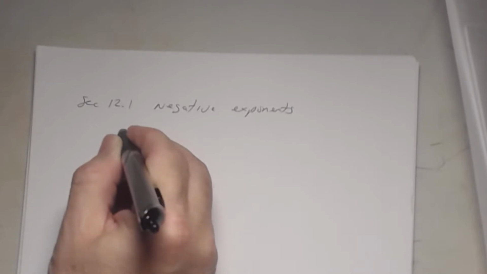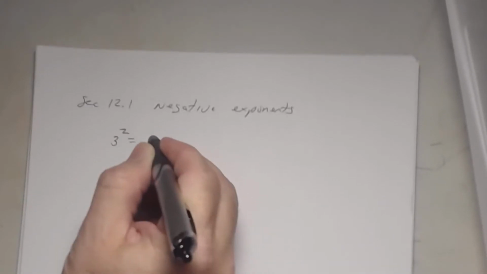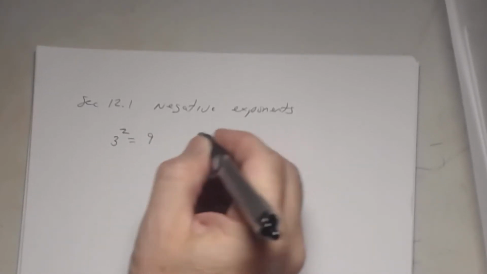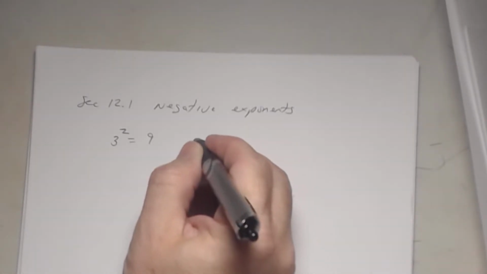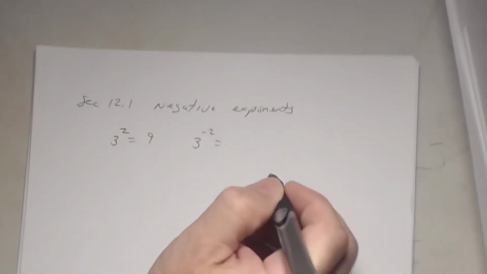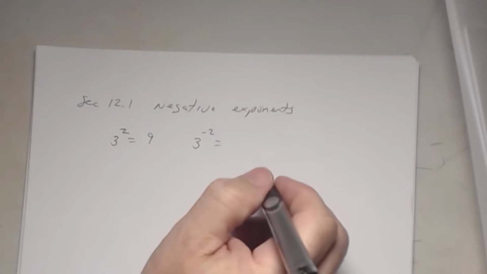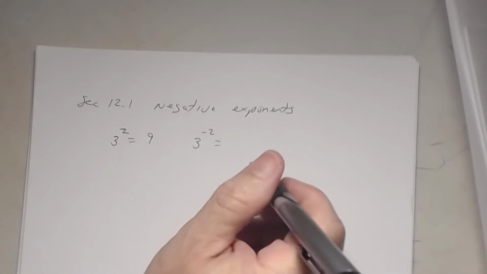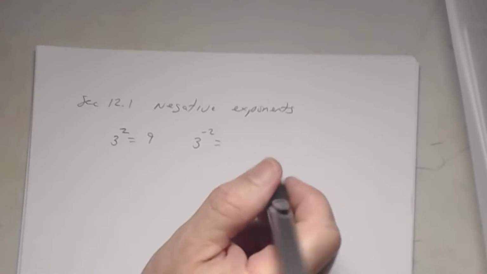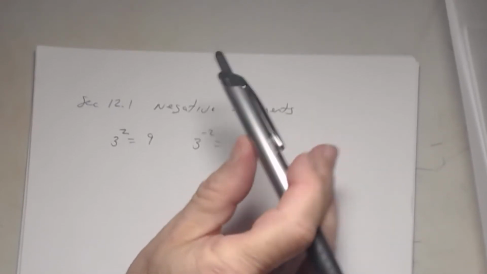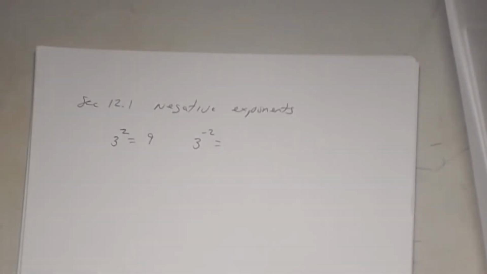3 squared is? Okay. What do you think 3 to the negative second power is? You think it's negative 9? All right. Well, use your calculator. Tell me what 3 to the negative second power is in your calculator. It should be 9. Okay, so 3 to the negative second power in your calculator.